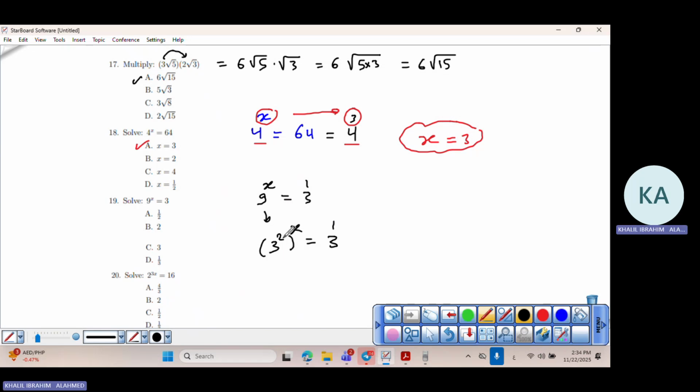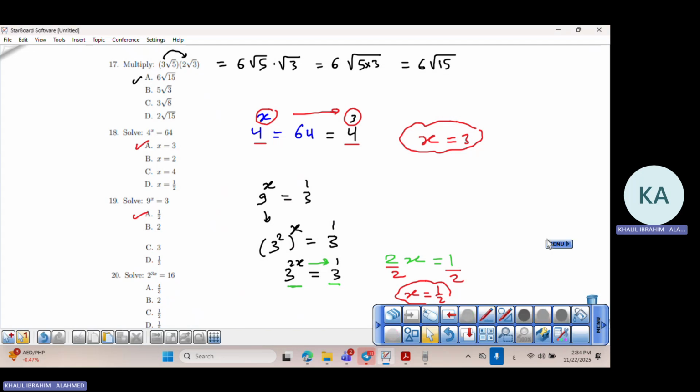Now, power to power, you should multiply the two powers. This is 3 to the power 2x equals 3 to the power 1. Now this is the same base, that means 2x equals 1. Now divide both sides by 2, then x equals half. This is the answer. Which one is right? Yes, A.